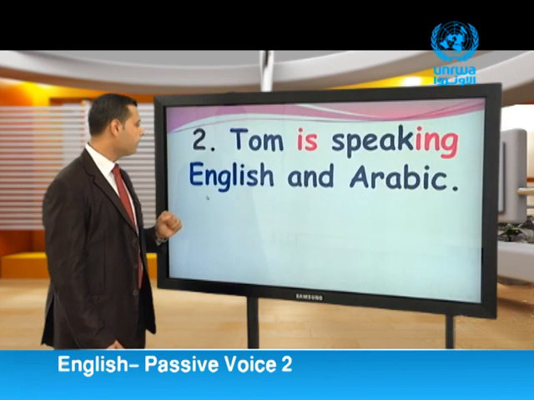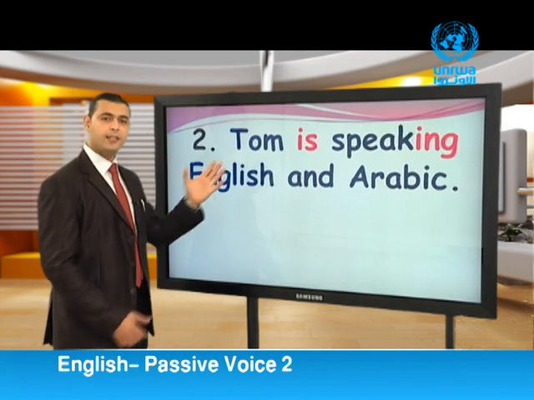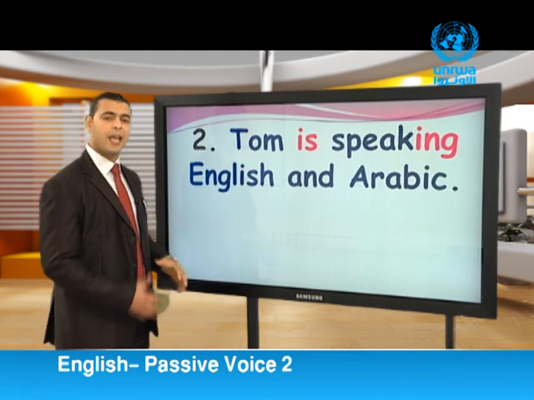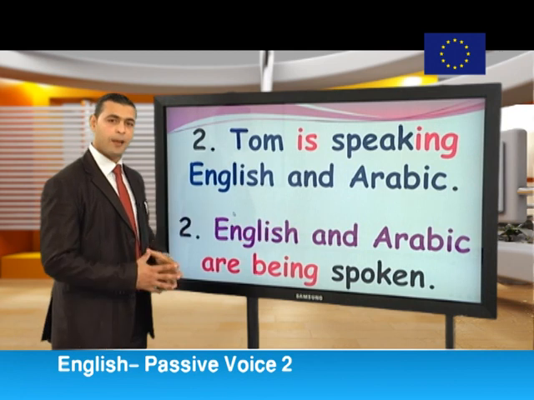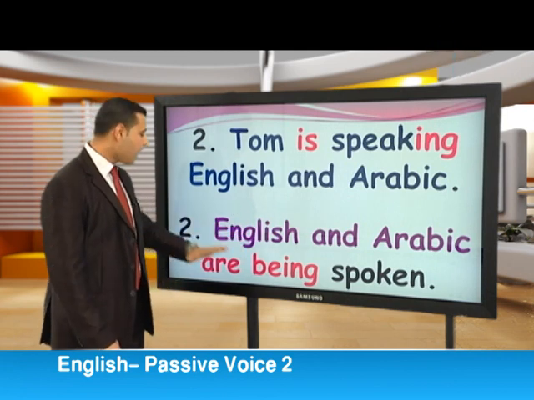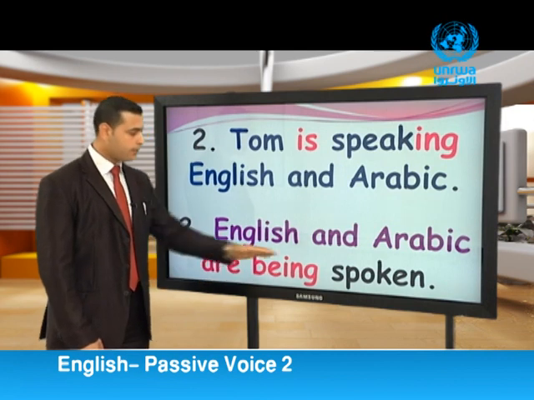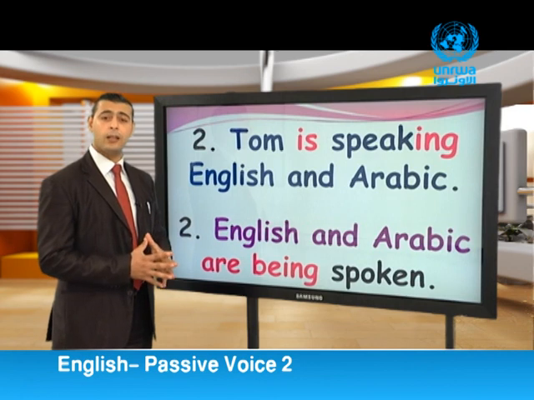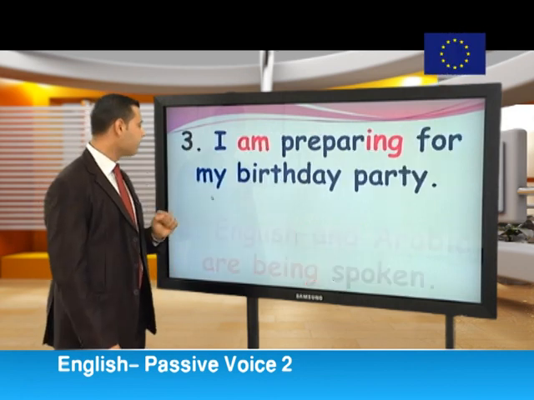Let's move to number 2. Tom is speaking English and Arabic. In the passive form, English and Arabic are being spoken. Are being spoken. Spoken is the past participle of the verb speak. Speak, spoke, spoken.